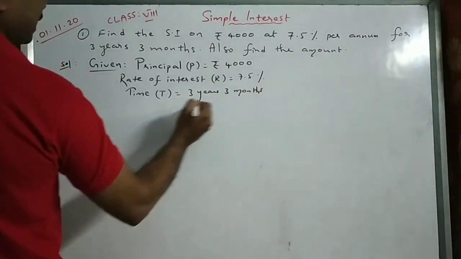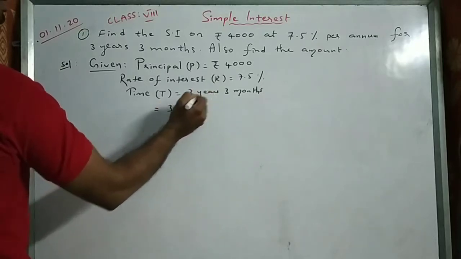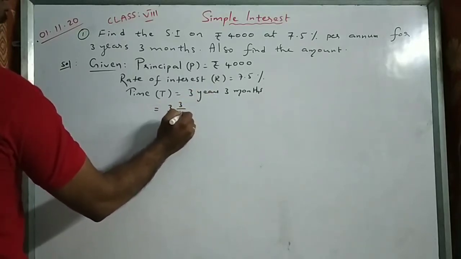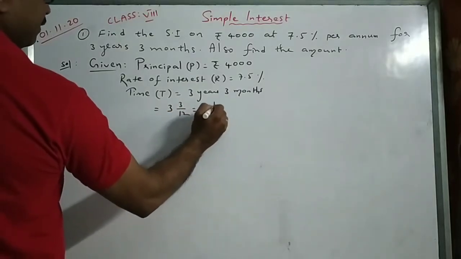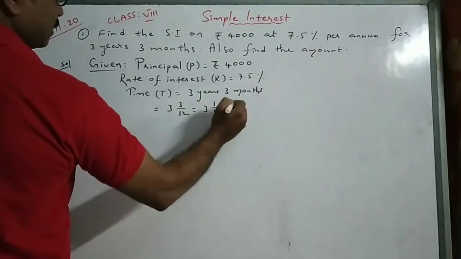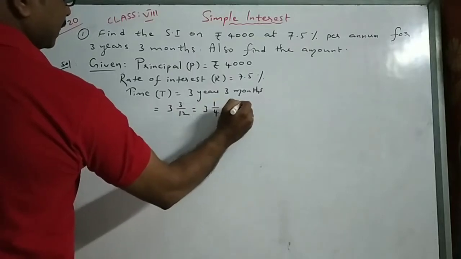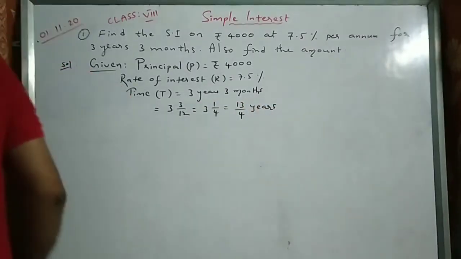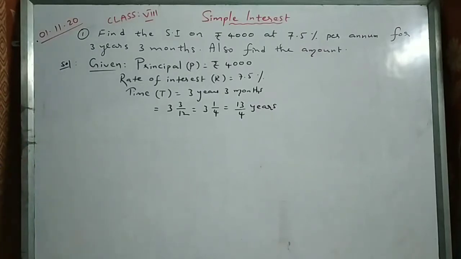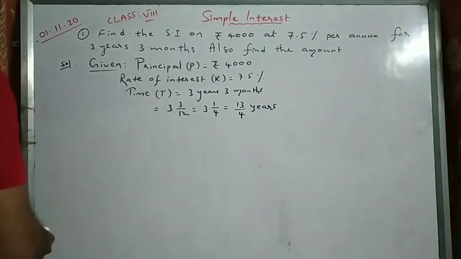So that months can be changed into years. How? 1 year equal to how many months? 12 months. So divide by 12. So 3 ones 3, 3 fours. That means 4 threes 12 plus 1, 13 by 4 years. So time is 13 by 4 years. Okay, we can change it.